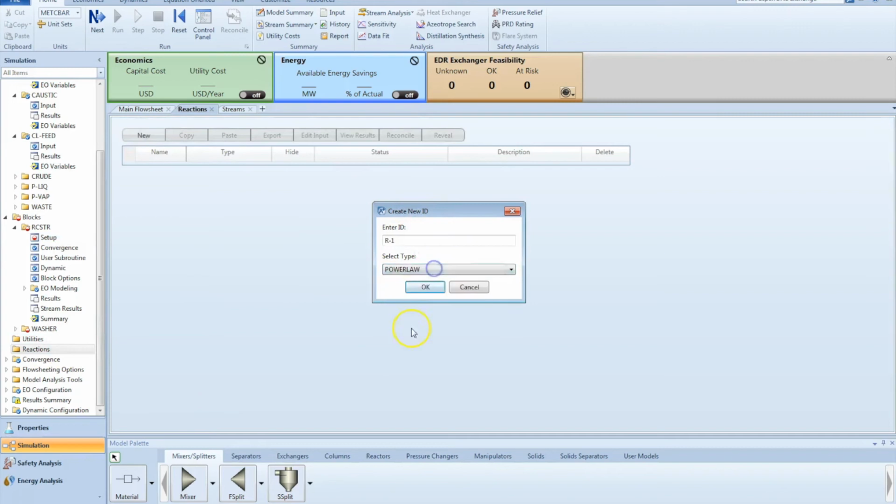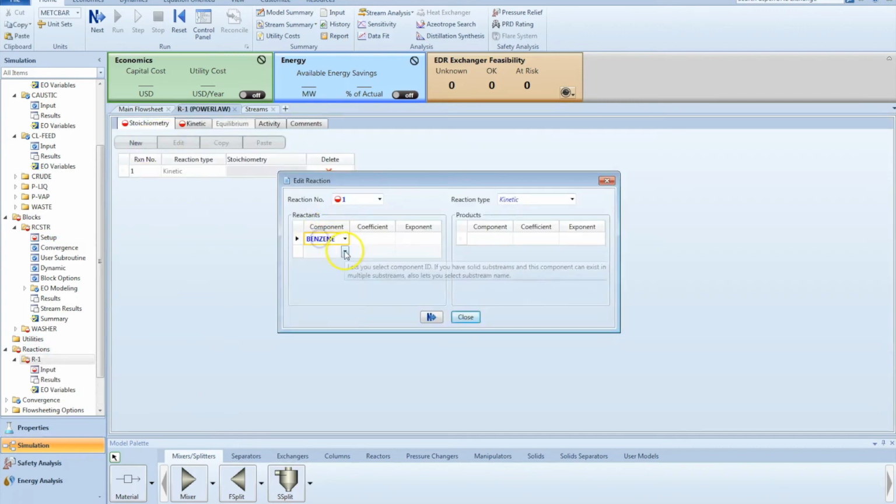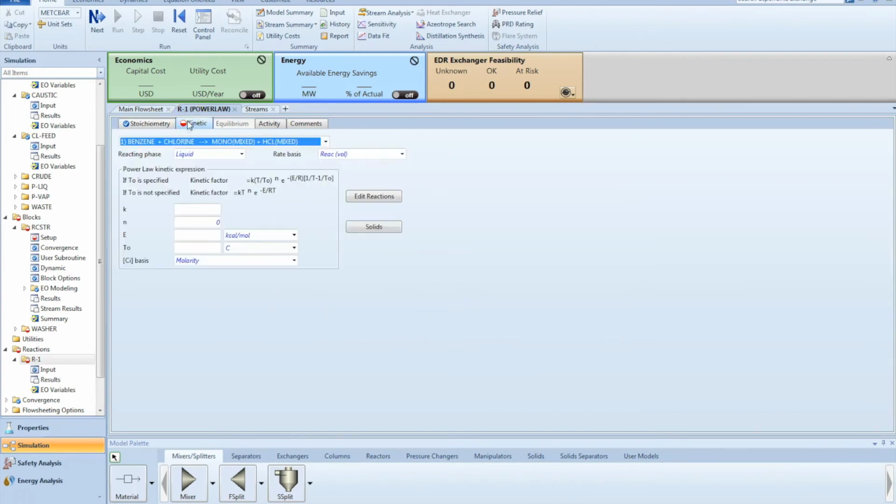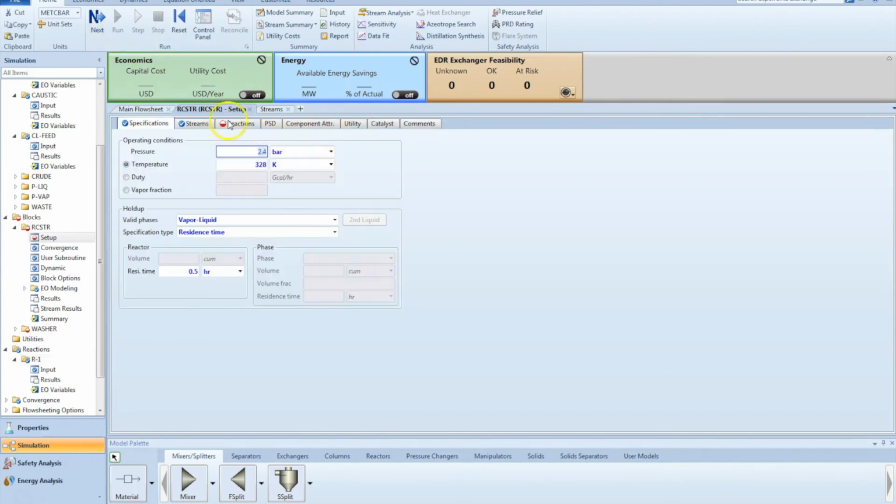Enter the two reactions detailed in the problem statement at the end of Chapter 1, Introduction to Aspen Plus. Assume both reactions are first order with respect to benzene for the first reaction and monochlorobenzene for the second reaction. Chlorine is 0th order in both reactions. On the Kinetics tab, enter the K value as 0.00015 inverse seconds and the E value as 1.3 joules per kilomole for the first reaction. Enter 0.0001 inverse seconds as K and 0.9 joules per kilomole as E for the second reaction.